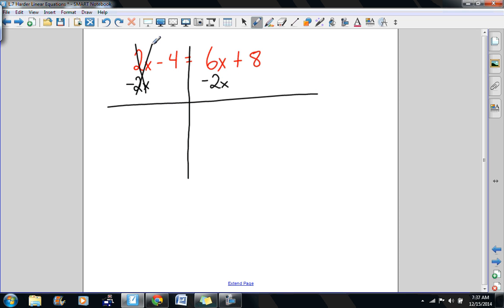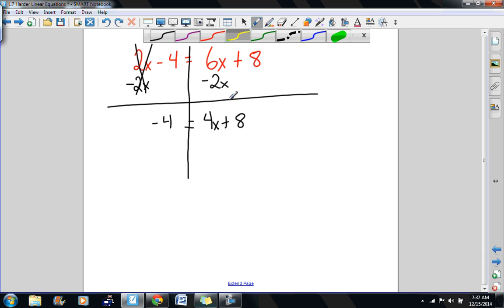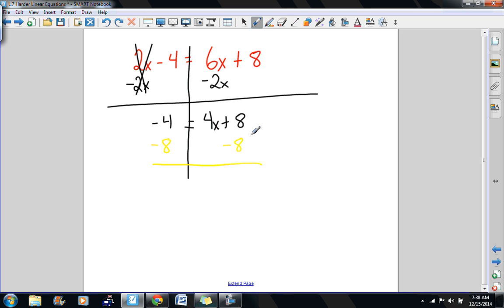Now, these 2 end up crossing out. So on the left side of the equation, I have negative 4 left. On the right side of the equation, I have 4x plus 8. Now we have a regular equation that we've dealt with before. So I'm going to subtract 8 from both sides. I do not like this new pen color here. So this becomes negative 12 equals 4x.